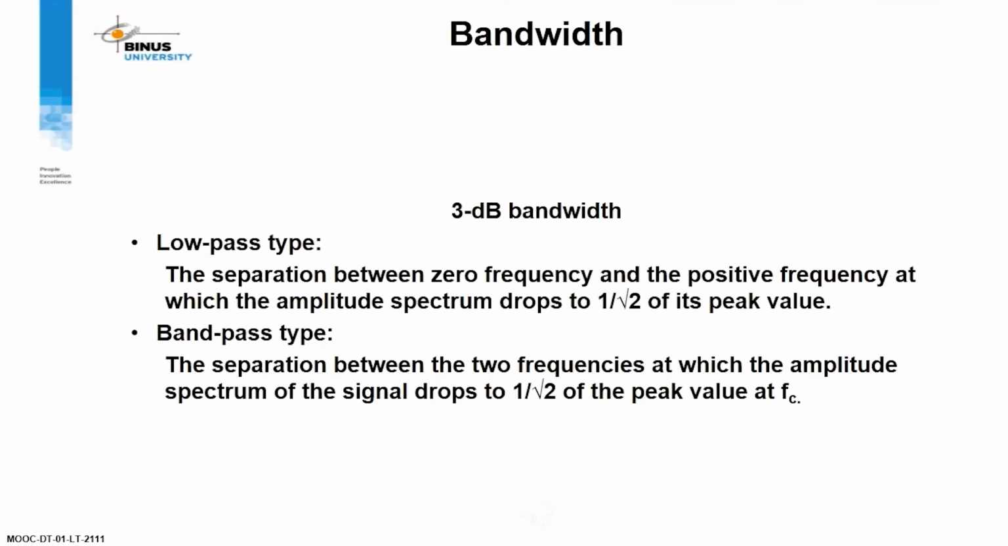Three dB bandwidth, low pass type. The separation between zero frequency and the positive frequency at which the amplitude drops to 1 over square root 2 of its peak value. Bandpass type. The separation between two frequencies at which the amplitude spectrum of the signal drops to 1 over square root 2 of the peak value at frequency C.